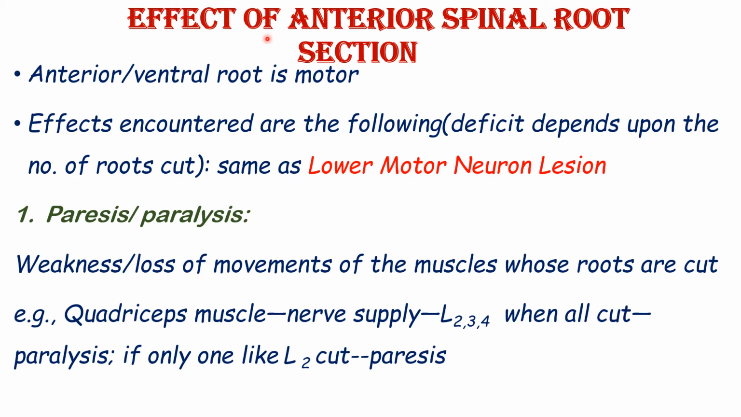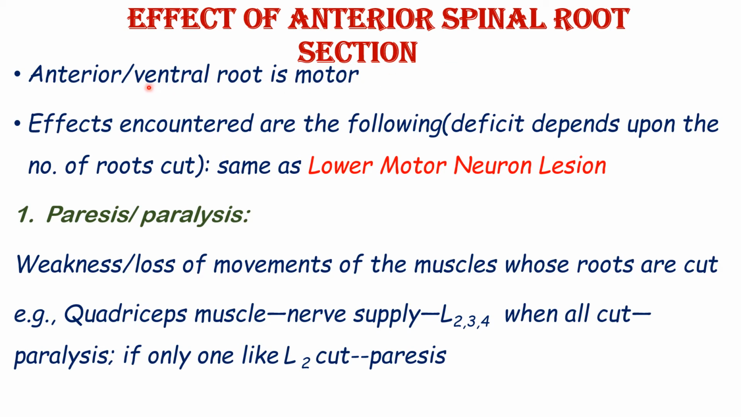Now let us discuss another important lesion or injury to the spinal cord, that is anterior spinal root section. We will be discussing the effect of anterior spinal root section. These injuries can occur to either the anterior root or the posterior root, whenever there is accidental injury, gunshot wounds, trauma, a fall, or nerve root compression by a prolapsed disc. Any sort of trauma or fall, or a tumor, can specifically affect either the posterior root or the anterior root. Posterior root we discussed, now we're talking of the anterior root.